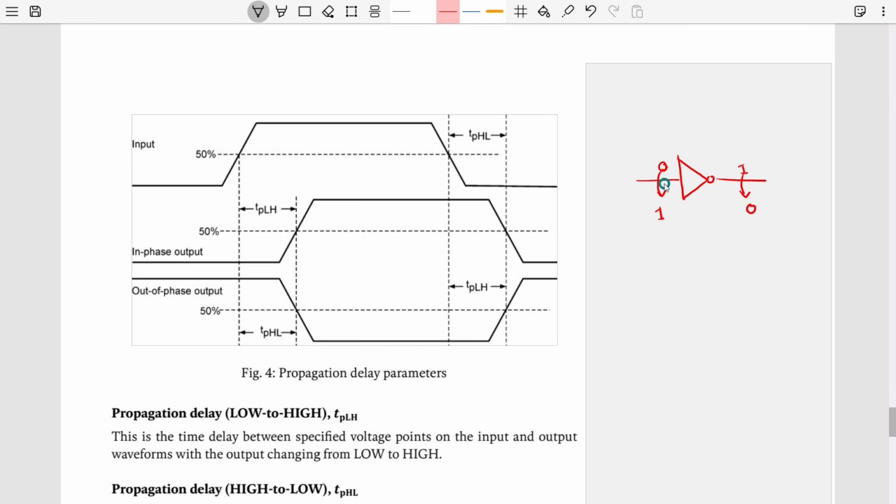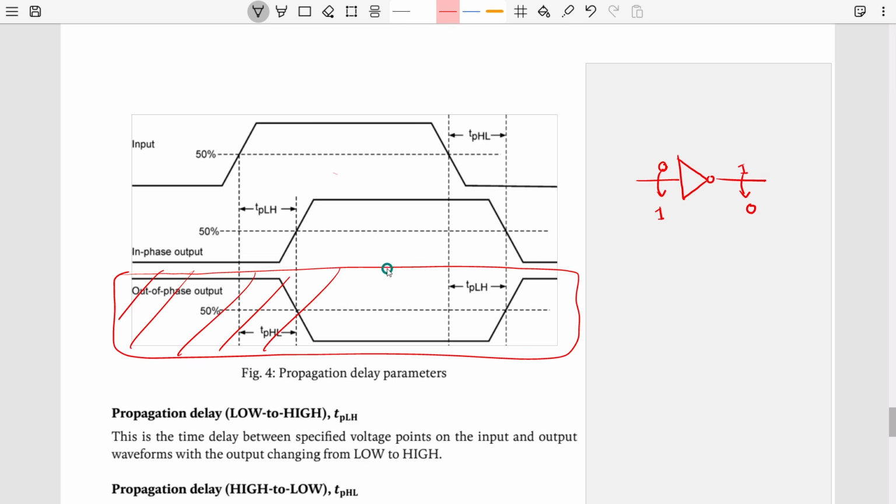It takes some time. Whatever signal you have provided at the input, to propagate that and reflect it at the output, it takes some time. Using this figure you can understand. If you want, you can just omit this portion for now, don't think about that, and then try to understand.